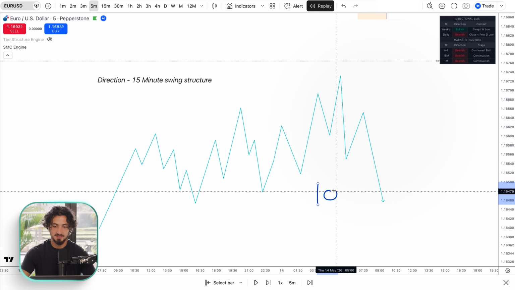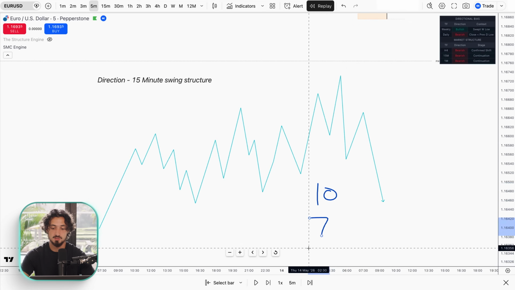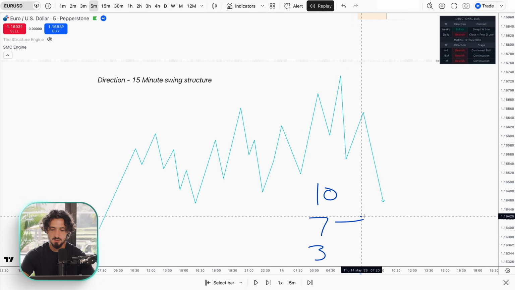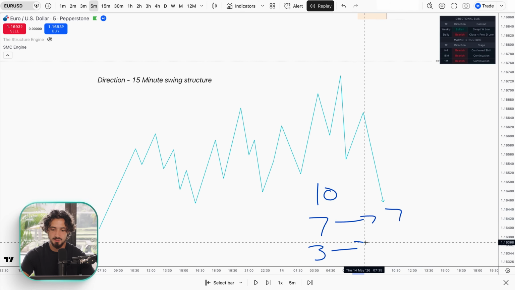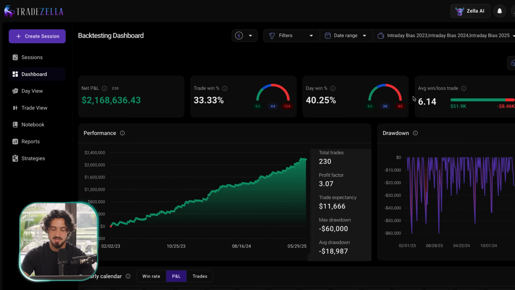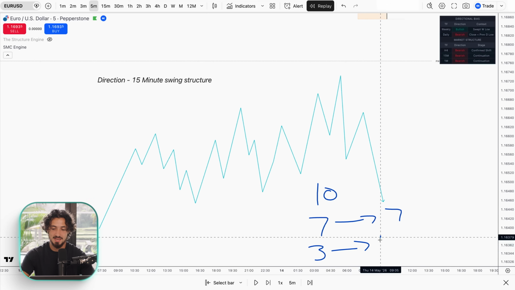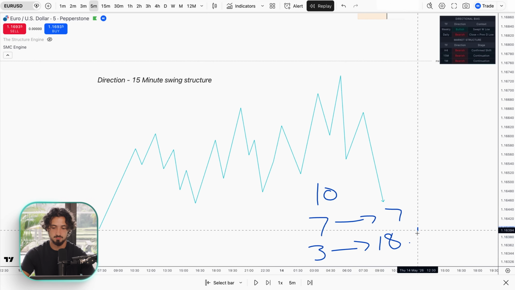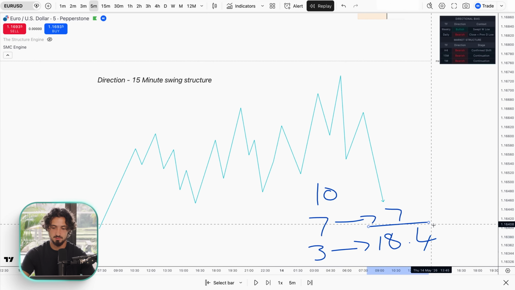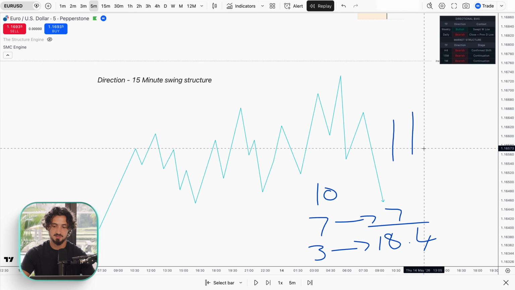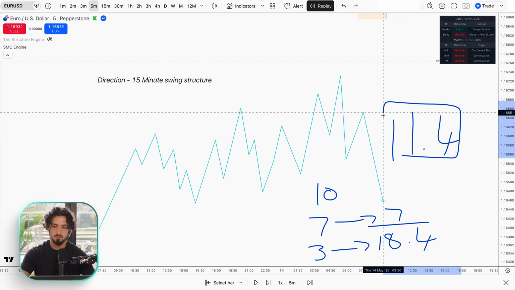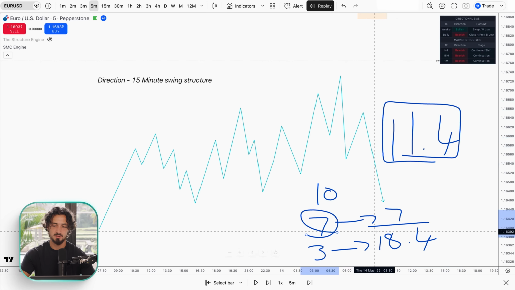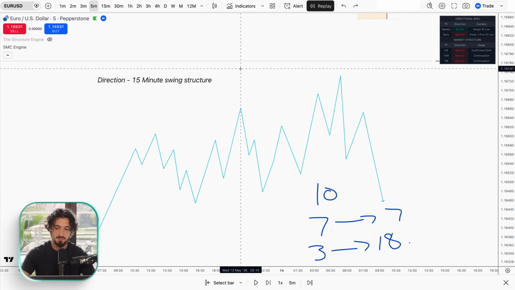Let's say we take 10 trades. Say 7 of them are losers and 3 of them are winners. When I lose, I lose 7. But when I win, I gain 6.14. So I actually end up gaining 18.4. Now, minus the difference, over 10 trades, I'm up 11.4, even though I lose most of my trades, right? That's just the simple math of my model.